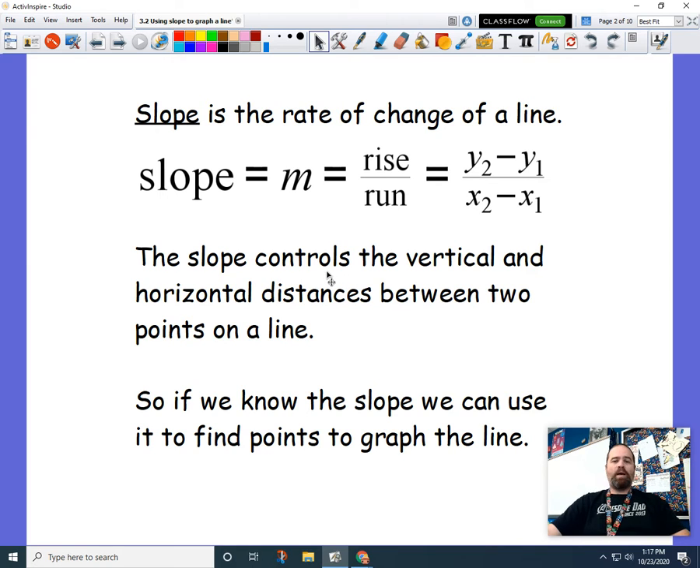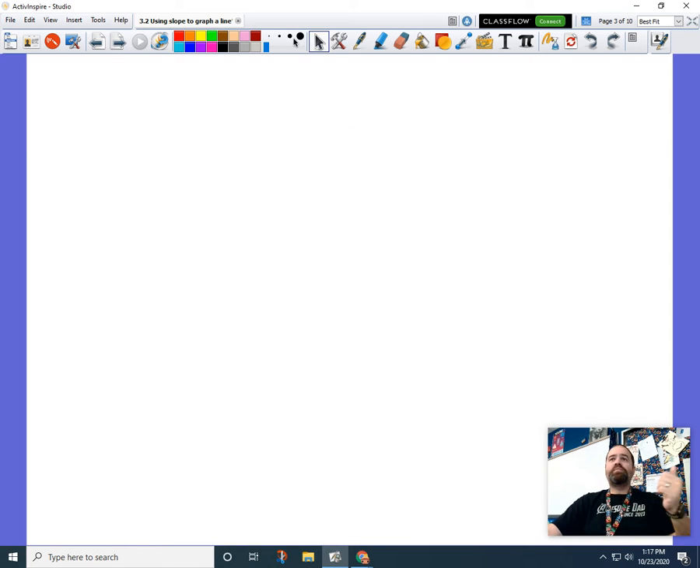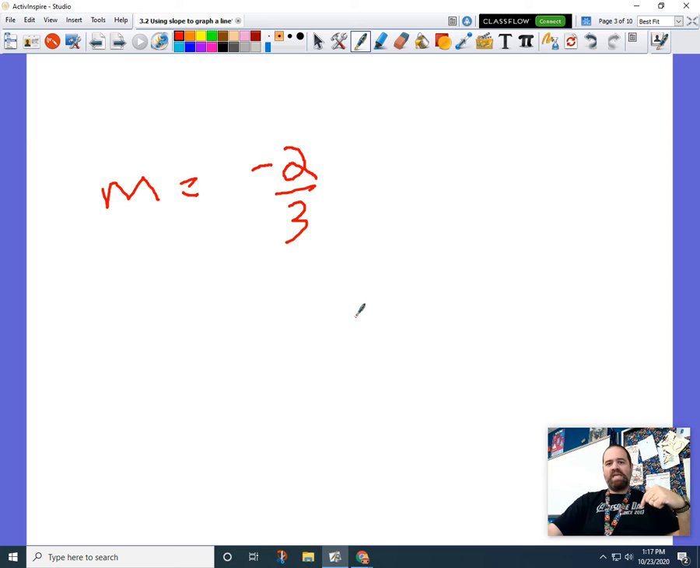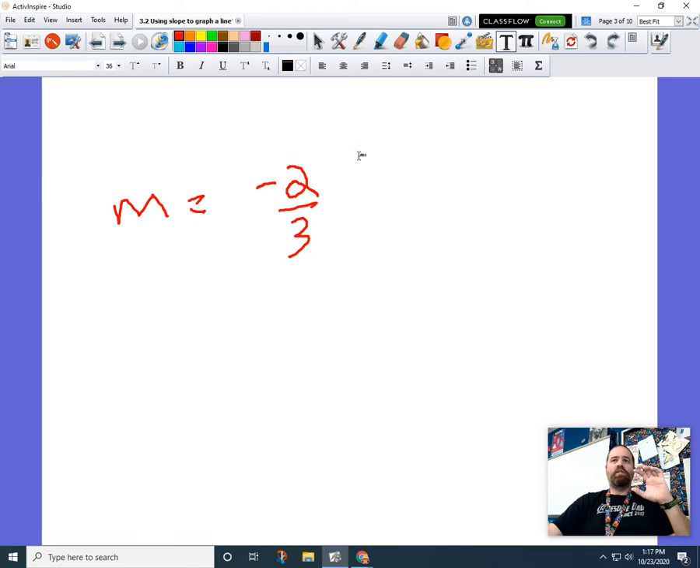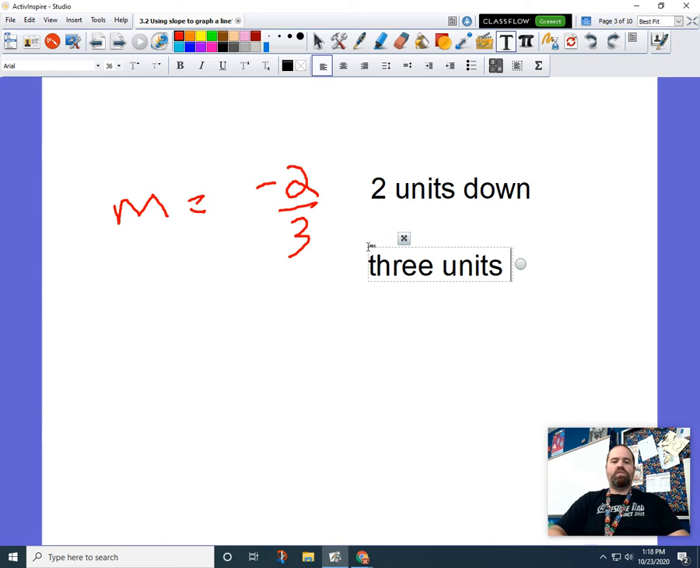Your numerator, the top number, controls your up and down. So pay attention to whether it's positive or negative. Your bottom number is going to control whether you move left or right. So that being said, let's say our slope is negative 2/3. What that means for us is that our set of directions, that top number is going to tell me to move 2 units down, and my bottom number is going to tell me to move 3 units right.